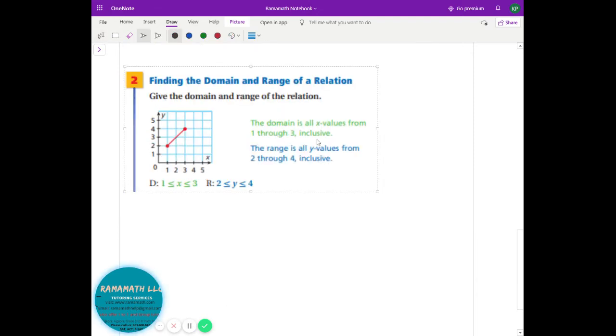The domain means x values. All the x values are called the domain, and all the y values are called the range. For example, if you see this one, this is the domain. And this y-axis is the range.